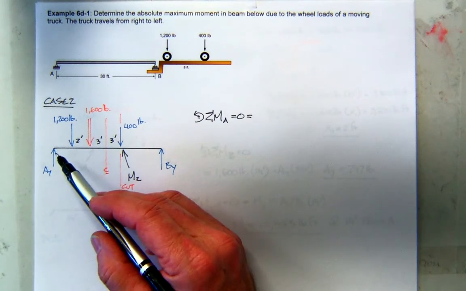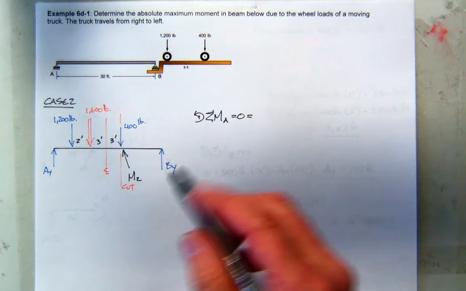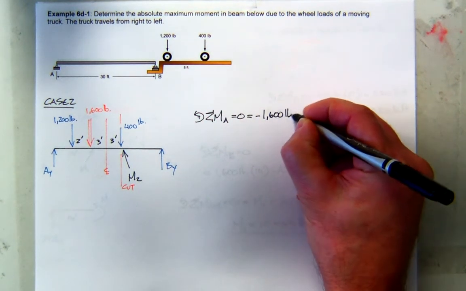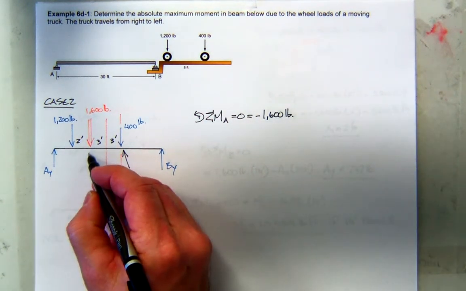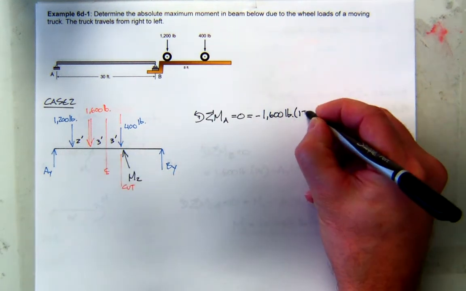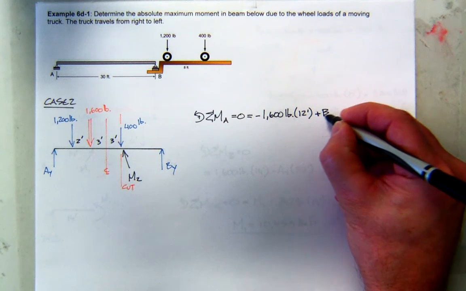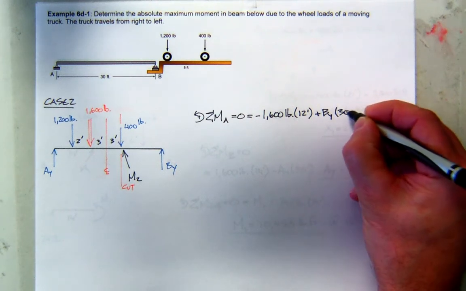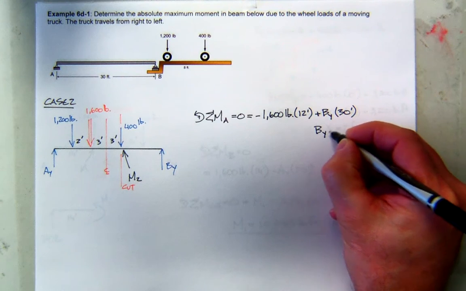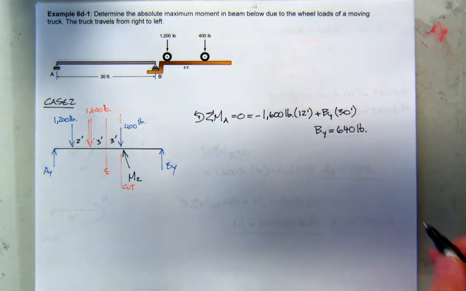So summing about A, the 600-pound force creates negative moment. And what's the distance from A to that center right there? 12 feet. It's 15 minus 3, that's 12 feet. And then By creates positive moment, distance of 30. So what is By? 640 pounds. Okay.